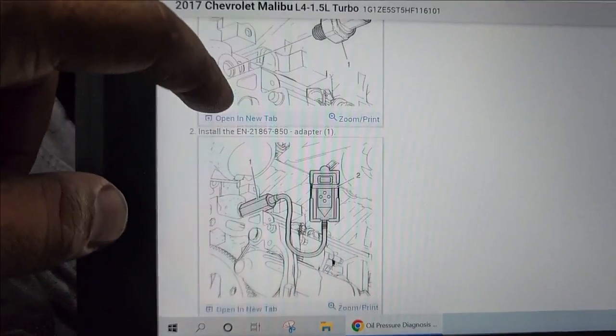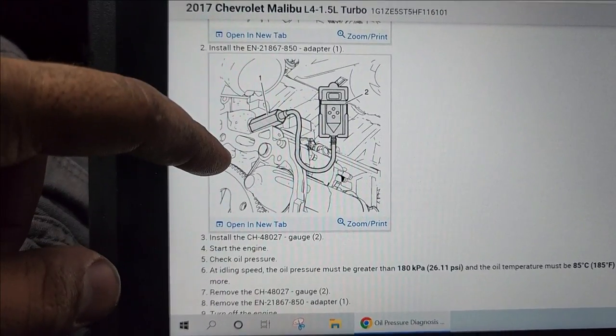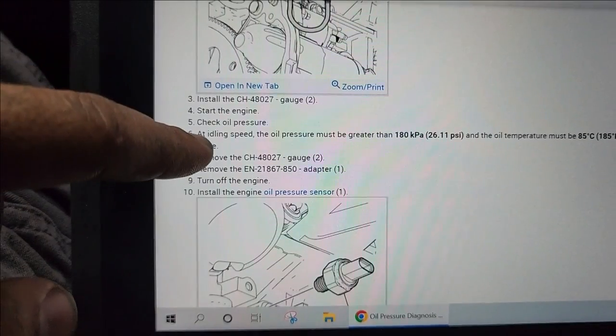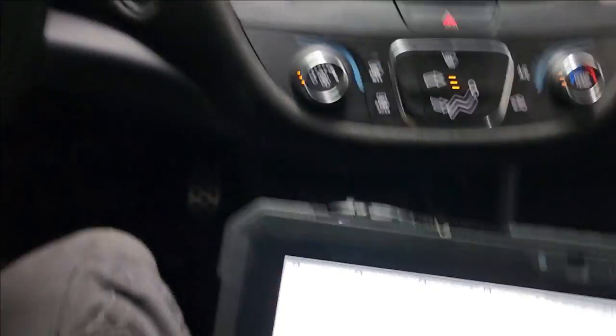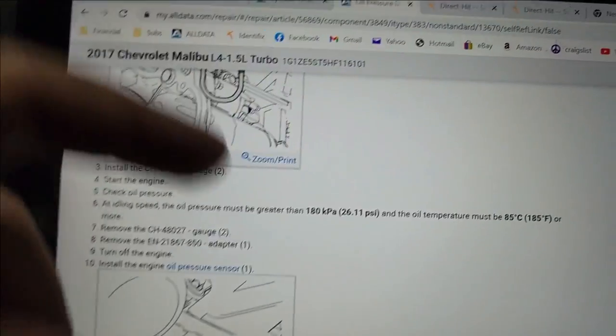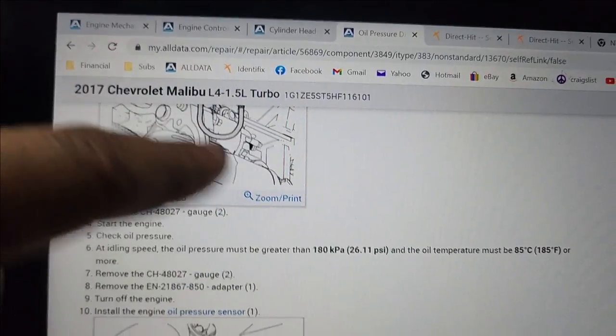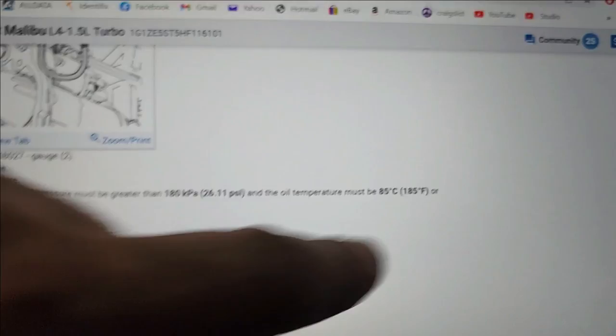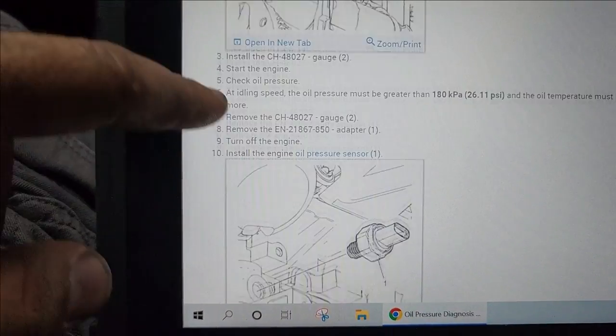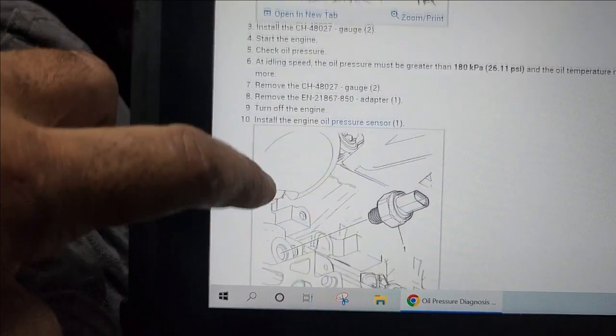Basically, you have to take the pressure sensor, put that gauge, and at idle speed the oil pressure must be greater than 26. Look what we have, 11. I mean, if that is equivalent to using the gauge, and the oil temperature must be 85 or so. Remove the sensor and put the gauge.